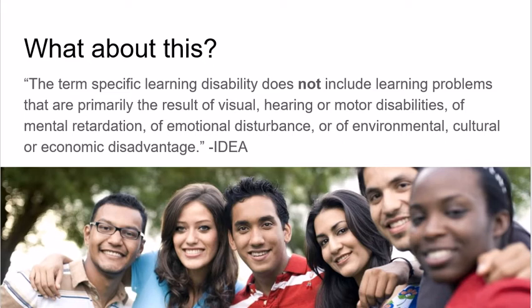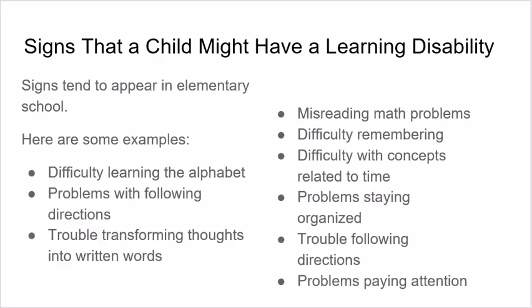So a specific learning disability is not necessarily that they can't learn something because of conditions outside of themselves, and it is not mental retardation or emotional disturbance or environmental, cultural, economic disadvantage, etc. It is actually a disorder that just causes them to have specific areas that are difficult for them to learn or process information. These are some of the signs that a child might have a learning disability, and some of the signs that parents should look at early on to see if their children might have a learning disability.